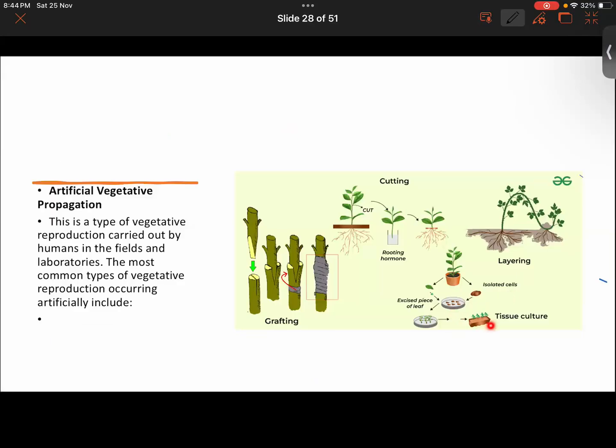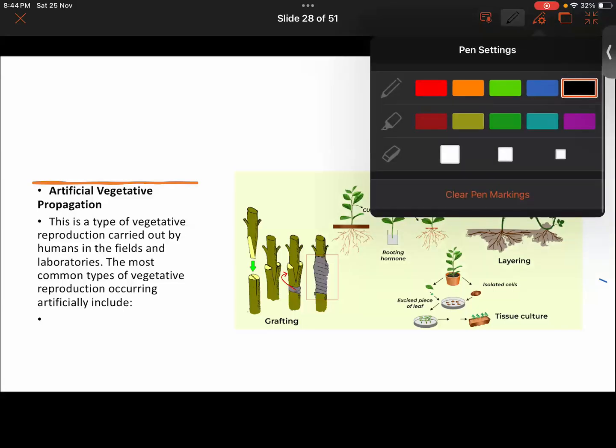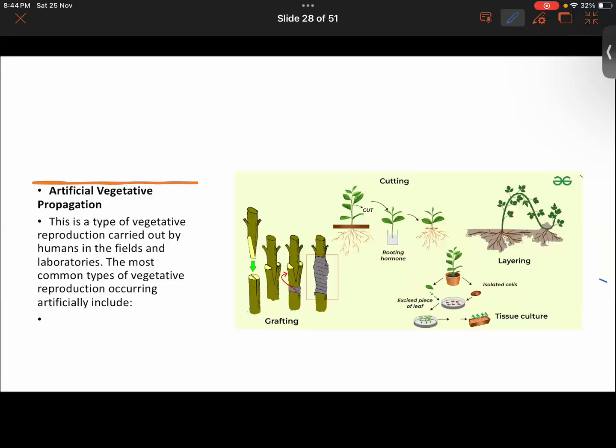Then you have got the tissue culture also, right? So all these things we are going to study starting from the grafting. Many times, definitions are also asked in the exam, like what is artificial vegetative propagation. So we will answer it like this: the type of vegetative reproduction which is carried out by humans in the fields and laboratories. Okay, so that will be artificial vegetative propagation. The most common of them are as follows.